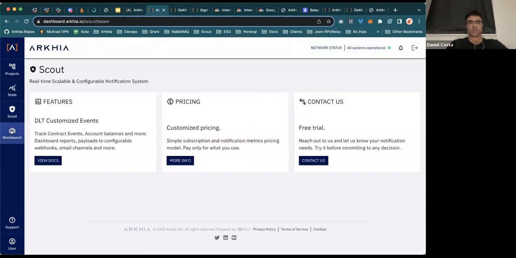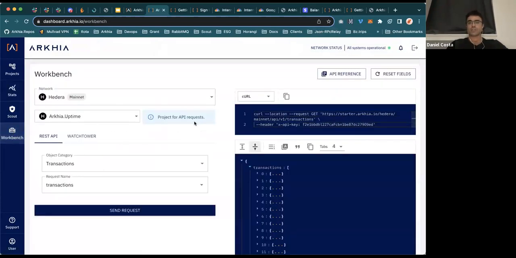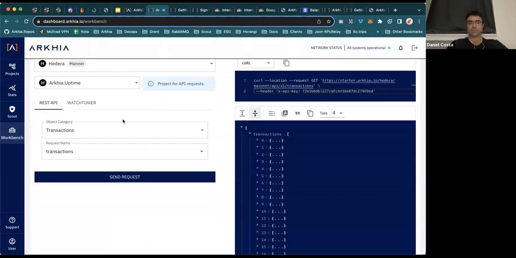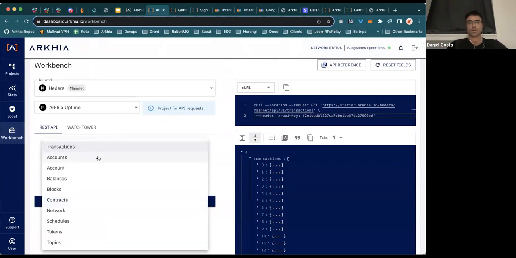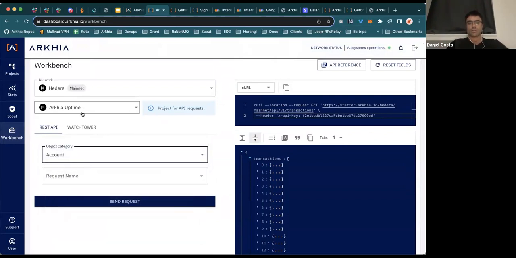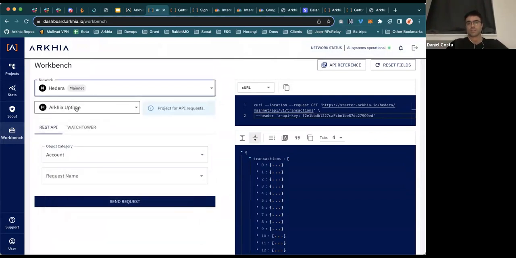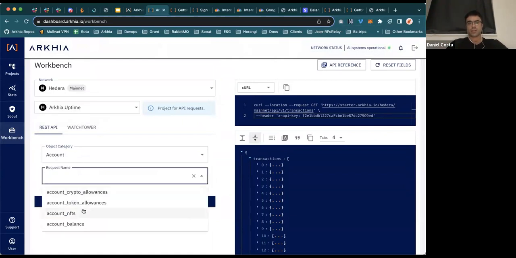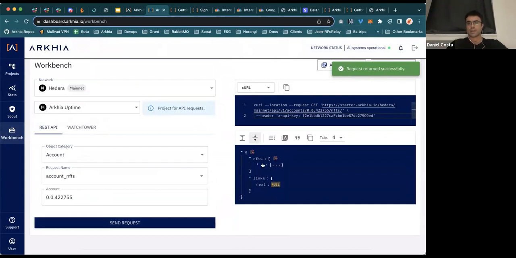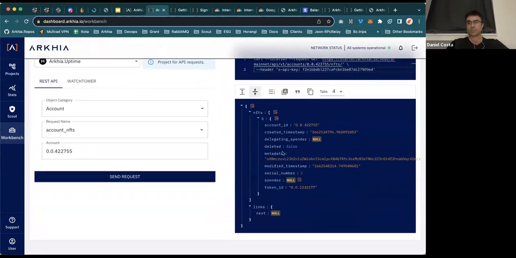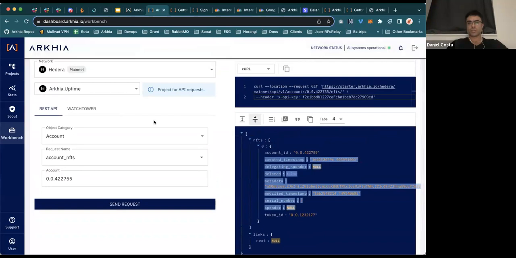Scout is not live yet, but Workbench is very useful. This is also a developer tool that allows you to navigate through our mirror node. For example, selecting mainnet, you can get account NFTs, you send a request, and it just gives you the payload straight off. So this is going to our mirror node, just using your project.